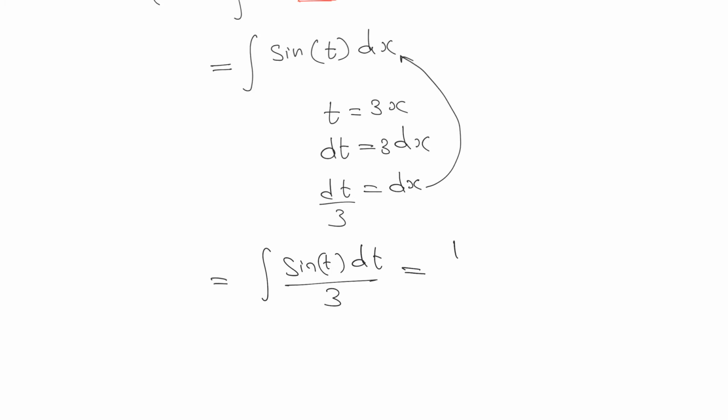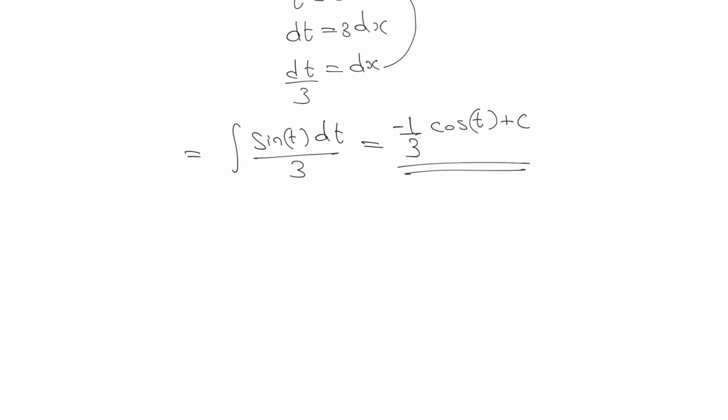So we know that 1 by 3 we'll just take as a constant. Integration of sine t is nothing but minus cos t plus constant of integration, that we can take as c. So this will be our final answer. Just remember that differentiation of sine x is cos x, but integration of sine x is minus cos x. So we can write this will be equal to minus 1 by 3 into cos of t, which was nothing but 3x, plus constant of integration c.